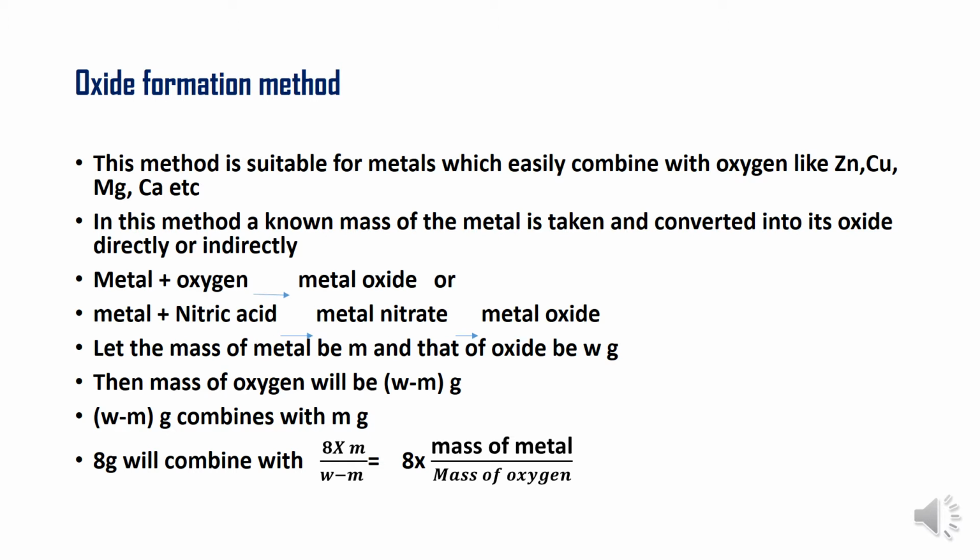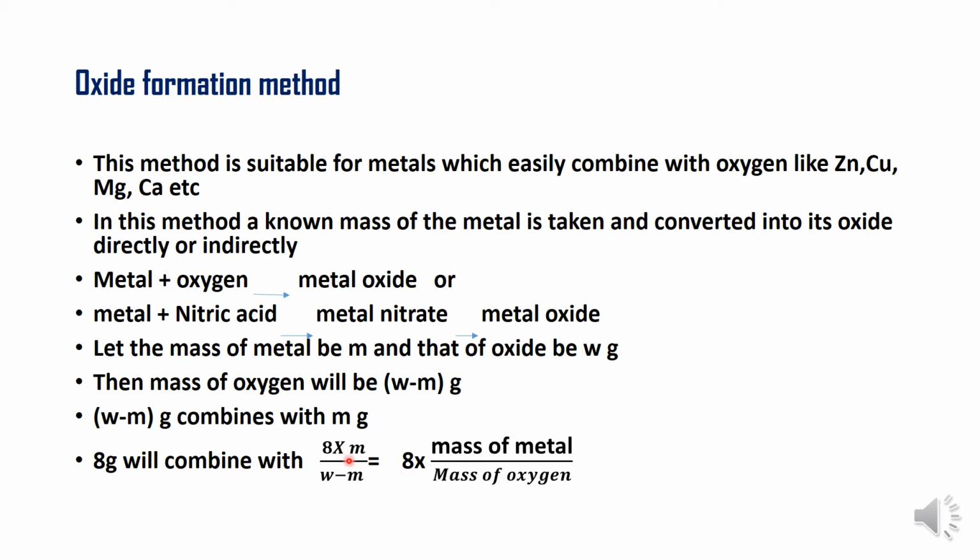Let the mass of the metal be m. Suppose the mass of the metal that is combining is m, and the metal oxide that is formed is w grams. So this is the metal m, this is the metal oxide w. So how much oxygen will be there here? You just have to subtract, w minus m grams. So then we will say w minus m grams of oxygen combine with m grams of metal. So 8 grams of this oxygen will combine with how much? So 8 into m by w minus m.